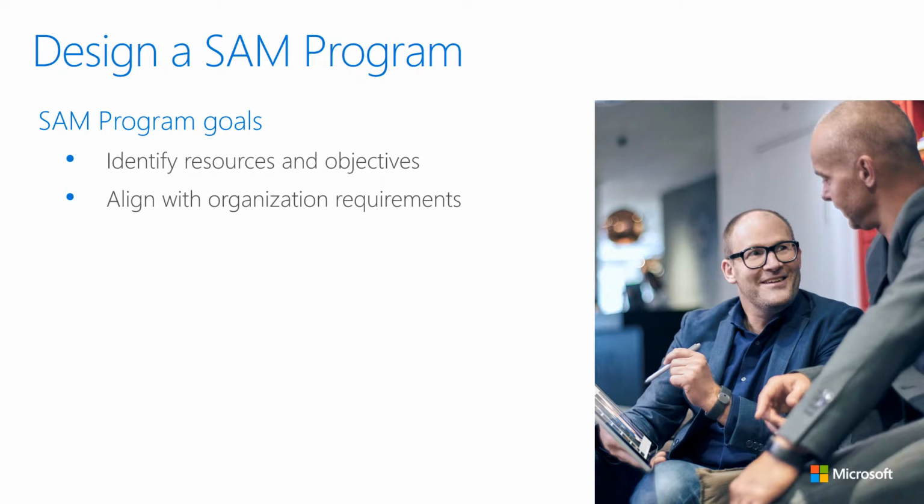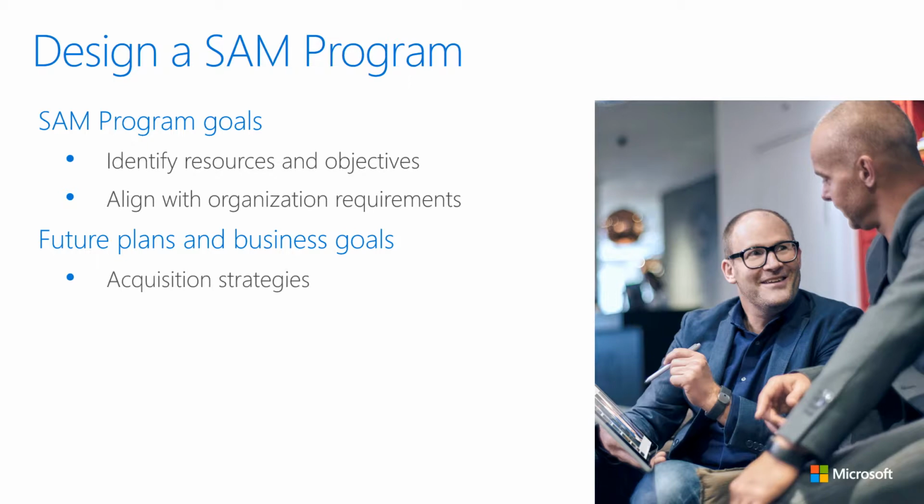But it's also a great time to talk about an organisation's future plans and business goals. This might include considering new or improved acquisition strategies. Is now the time to consider an enterprise agreement, for example? An EA offers many benefits to a customer who can count all of their desktop devices and commit to covering them with Windows, Office or CalSuite licenses.